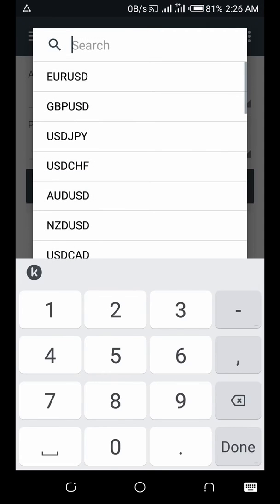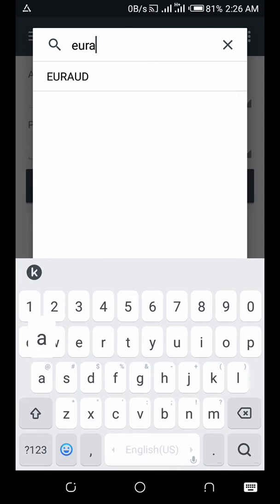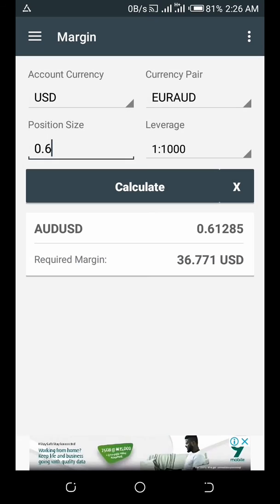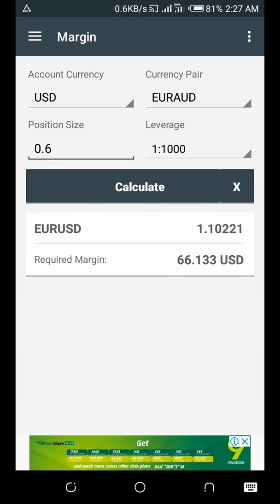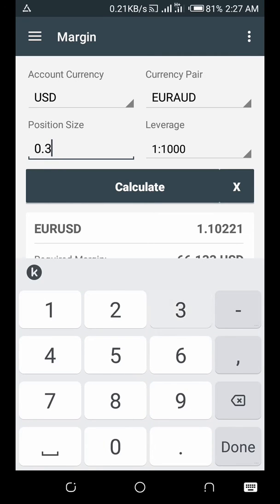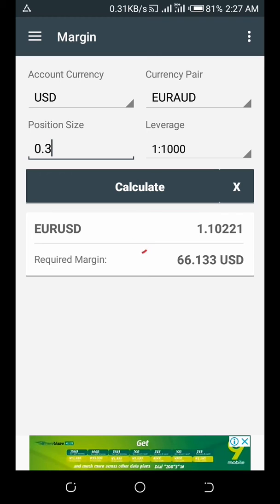Okay, let me try Euro AUD. Let me see if I can use 0.6 here. You see this one requires me 66.133 USD. So that means Euro AUD is much more. Okay, let me try 0.3.